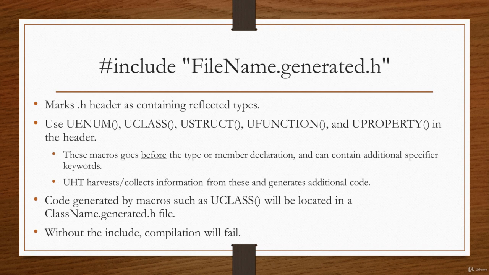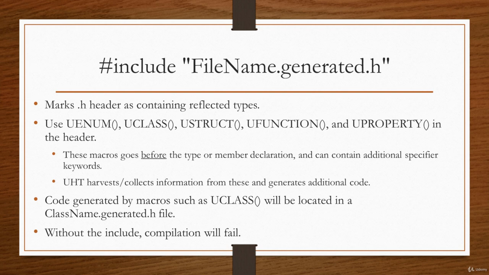Now code generated by macros such as UCLASS will be located in that classname.generated.h file, and without this include, compilation will fail. I'd also like to note that it has to be the final include. So if you swap generated.h out with some of the other includes, right, then you'll probably get an error. So you don't want to do that.